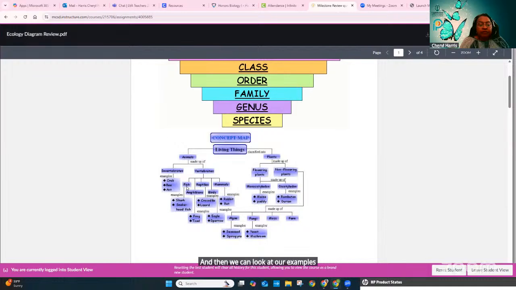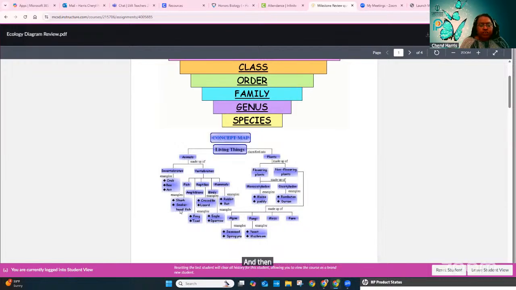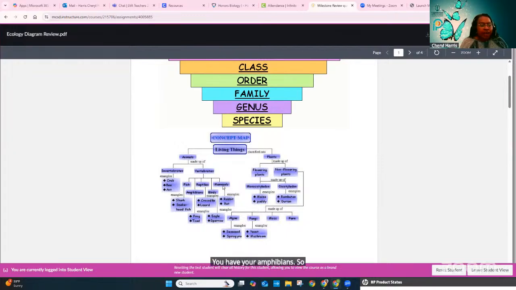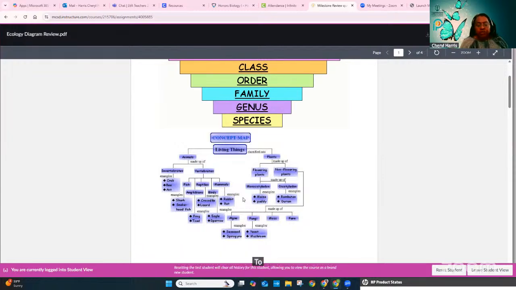And here again with the fish, these would be phyla. And then there are different types of fish. So we would break those down further into class, order, family, genus, and species. You have your amphibians. So again, these are different phyla of vertebrates. Your amphibians, reptiles, and mammals. We fall under the mammal one, but notice mammals still includes rabbits and rats and cows and elephants and all that sort of thing. So we still have a ways to go as far as getting from phylum to class, order, family, genus, and species.